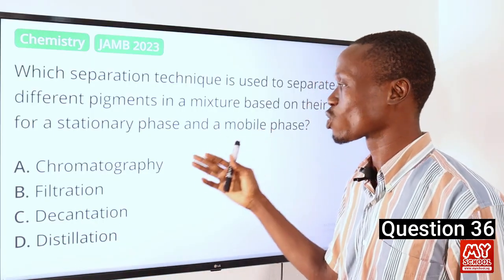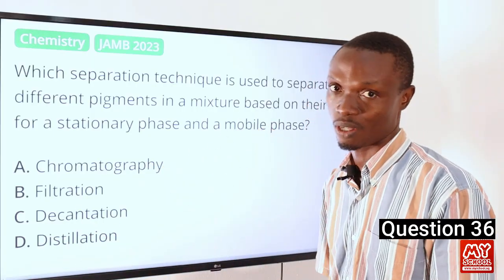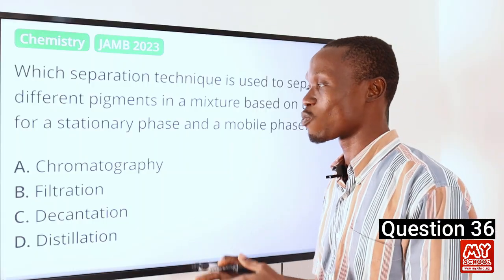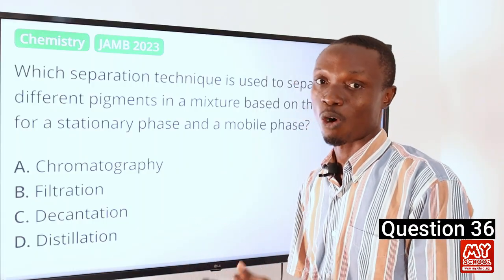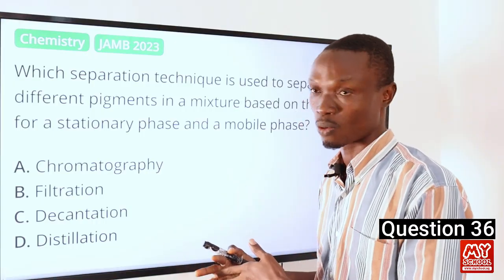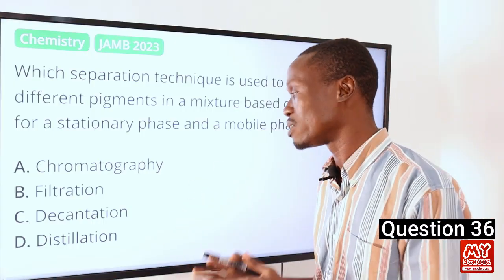We can separate that mixture using the distillation method. So the answer to this question is chromatography, because in chromatography we actually take advantage of the different rate of movement of a mixture in a solution over an absorbent material.